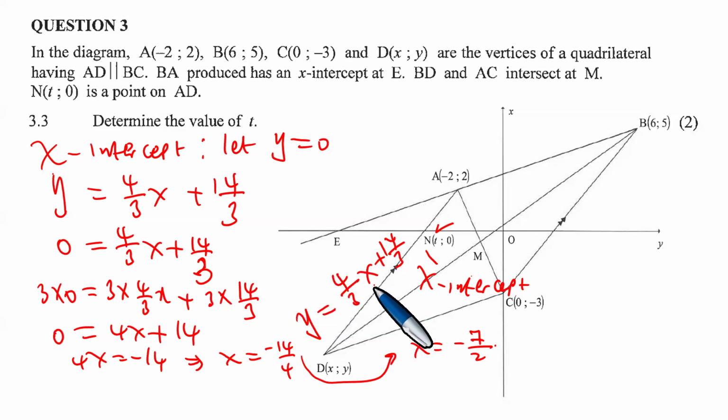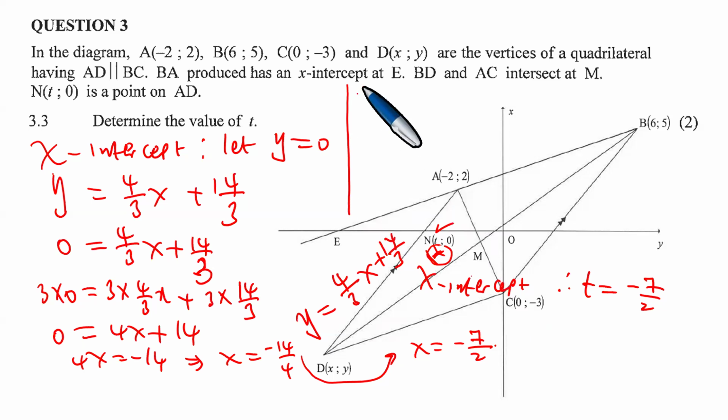You would realize that t is actually equal to minus 7 over 2, because t is the x component of the point N. Therefore, t being the x component of the point N, we have already found the numerical value of t. There are a couple of ways for us to do that.